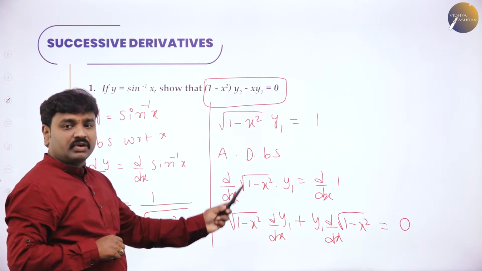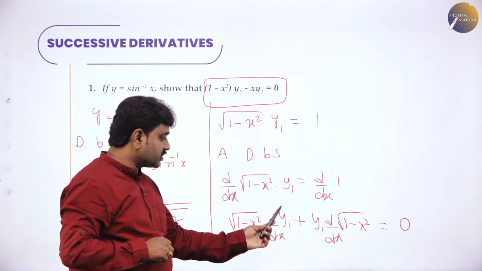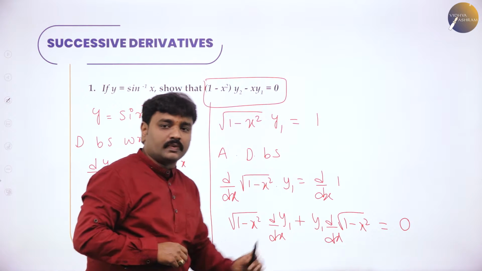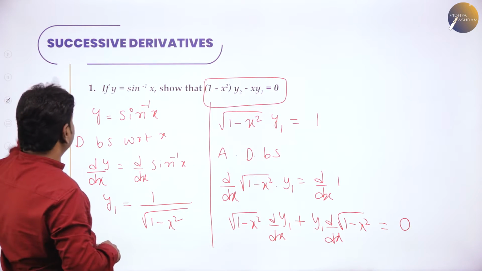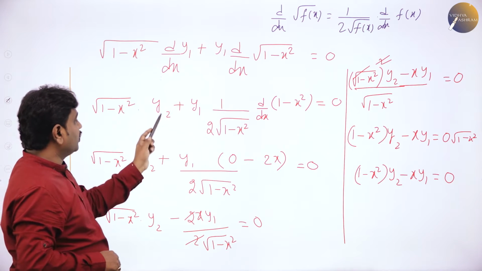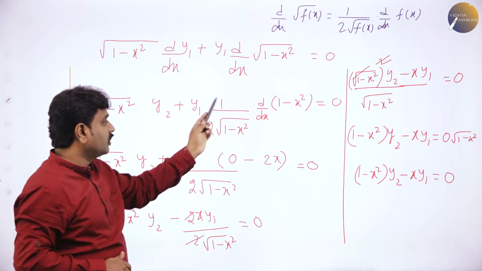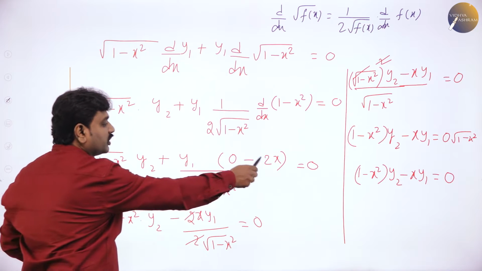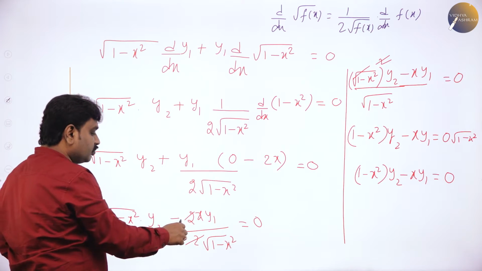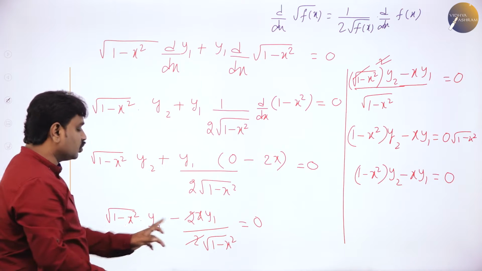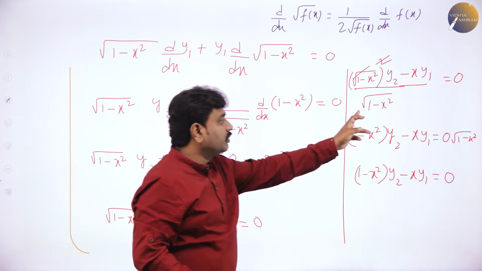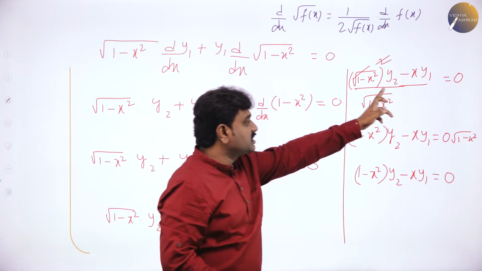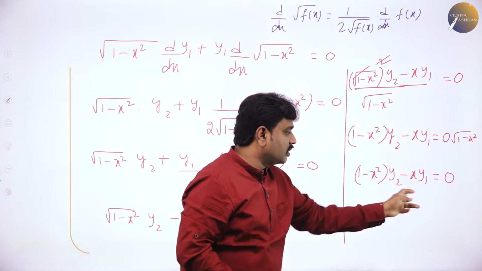What is the first function here? Root of 1 minus x square. Root of 1 minus x square into d by dx of y1 plus y1 into d by dx of root of 1 minus x square equal to d by dx of 1, which is 0. Now again, we have to differentiate this. Here, the derivative of y1 becomes y2, but the derivative of root of 1 minus x square is 1 by 2 root of 1 minus x square into d by dx of the internal function. After you differentiate, 0 minus 2x becomes minus 2x. Minus 2x into y1 is minus 2x y1. 2 cancels. And for these two terms, take LCM. What is the LCM? Root of 1 minus x square. Root of 1 minus x square into root of 1 minus x square becomes whole square into y2 minus xy1. Transfer this to RHS, it will become 0 and we got the answer.